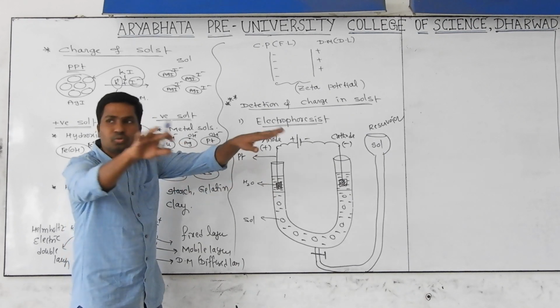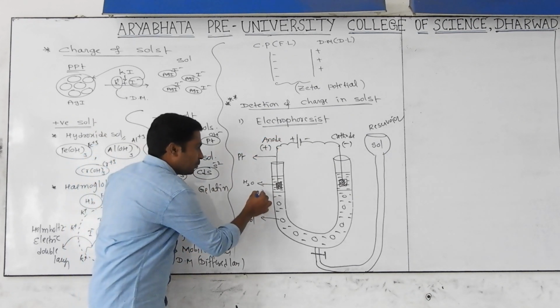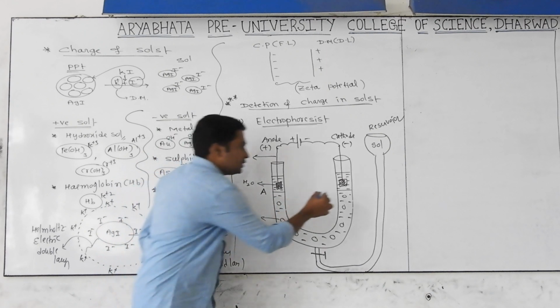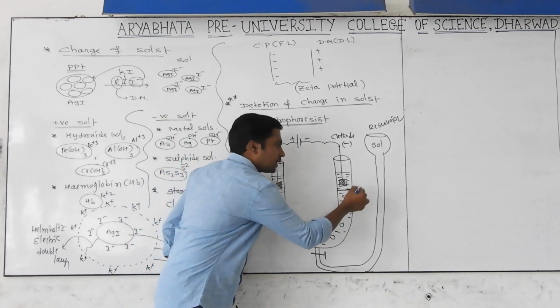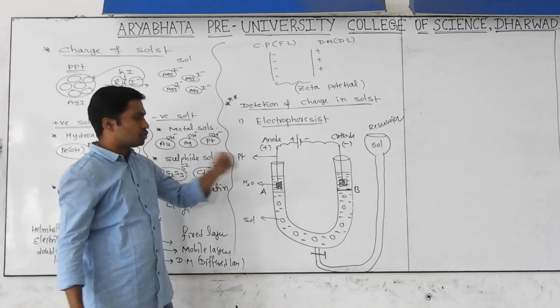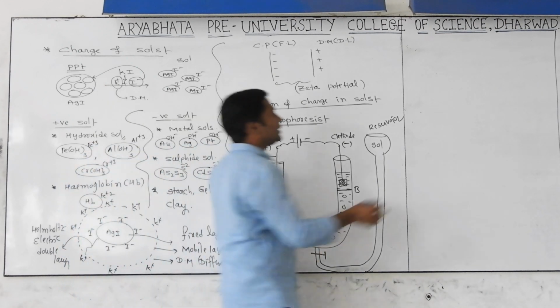By using water we are getting a sharp boundary at the two ends. This is the boundary of sol on the left side, A. This is the boundary of sol on the right-hand side, B. That is to get the sharp boundary. And one more thing we will discuss.